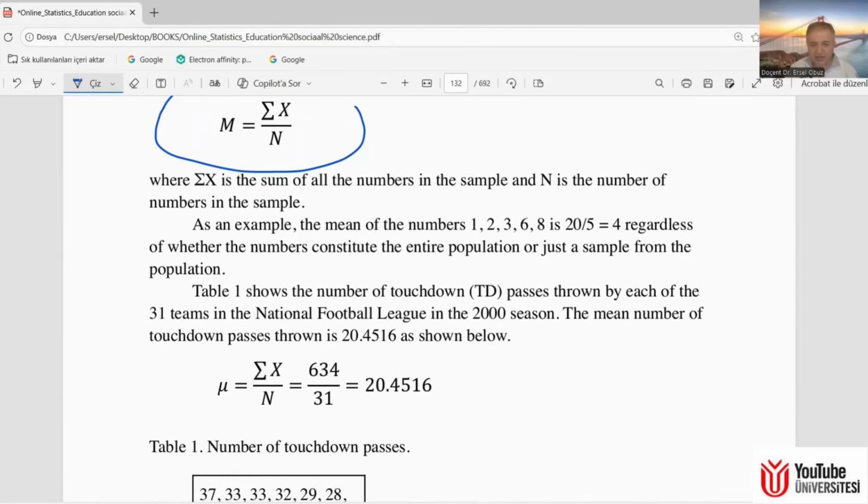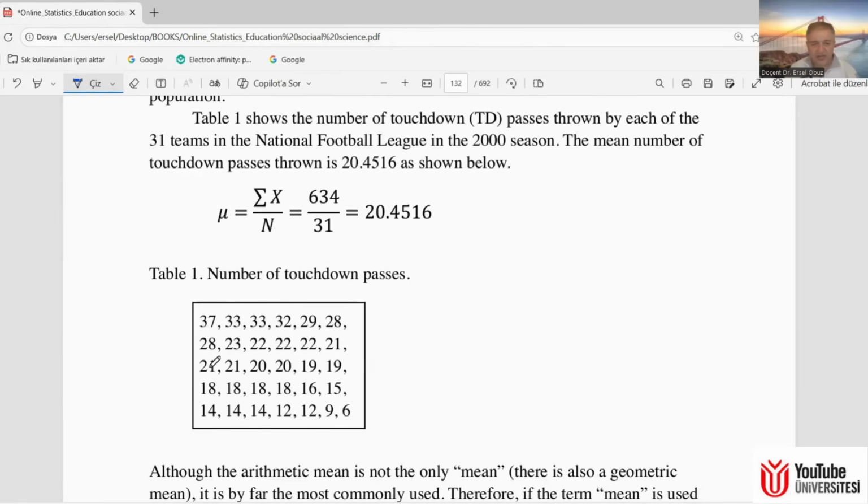Table 1, number of touchdown passes. You see, this is the number of touchdown passes by, I think, 31 teams. So when you add them up, you have 634 divided by 31. So you have 20.45, which is going to be the mean number of touchdown passes thrown.